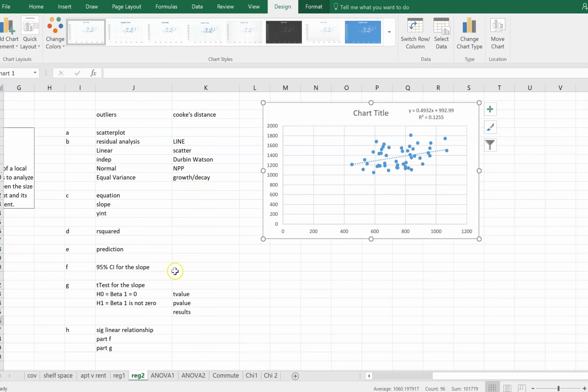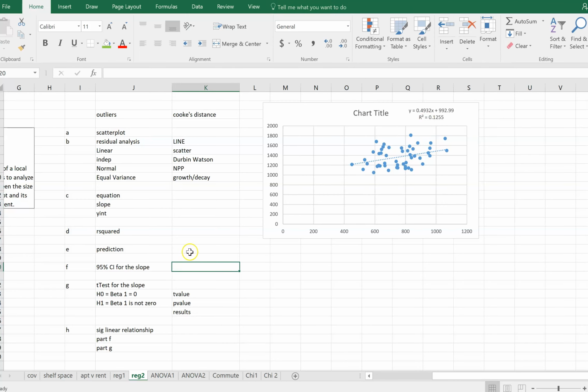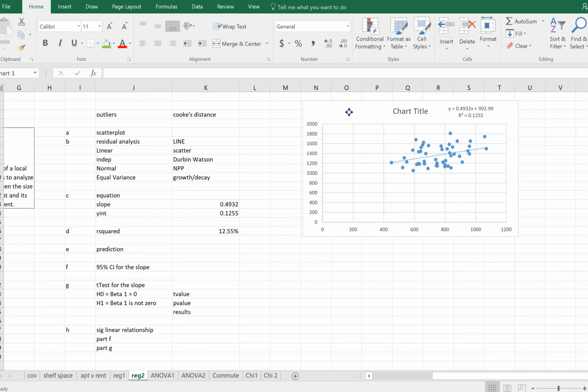Because of this information, I honestly can get the equation right away, right? The slope, 0.4932. The y-intercept, 0.1255. The R-squared, as a percent, 12.55%. So I have all this information at my fingertips because of what I just did. I will look at these later because I don't trust these values until I run my four-point analysis on my data set. So what is the four-point analysis?